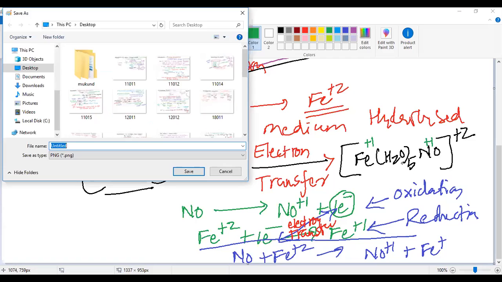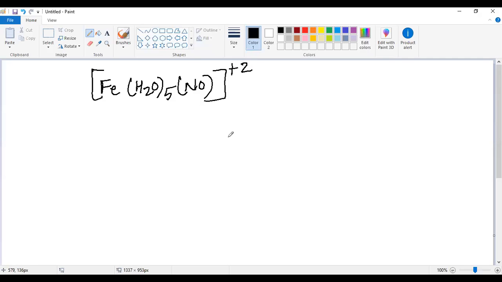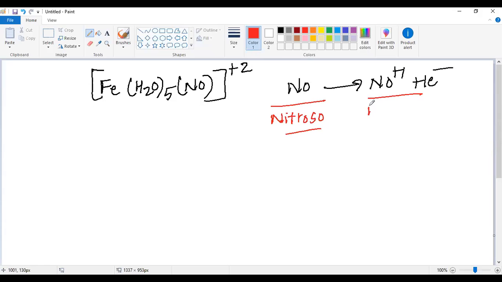Now let us try to understand this new compound, my dear students. Let us give a name to this new compound. Let me write it for you: Fe H2O5 NO, and then plus 2. Here this NO, that produces NO plus 1 plus 1 electron, is known as the nitroso. This nitroso is converted into nitrosonium ion.